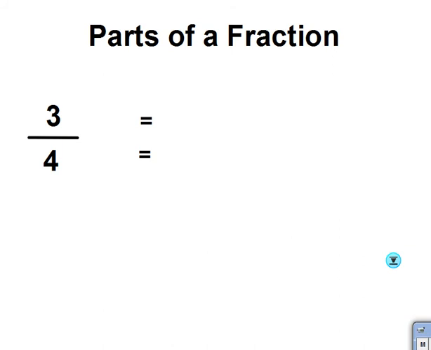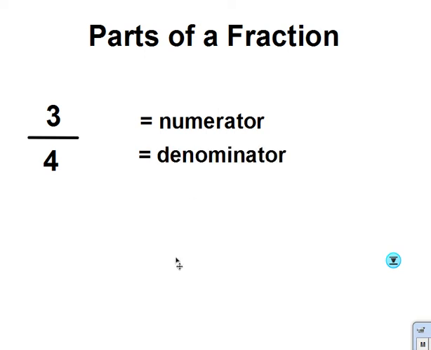Now, each number of a fraction also has a special name. The top number is called the numerator. And again, the numerator represents the number of parts we have. The bottom number is called the denominator. And this represents how many equal parts the whole is divided into.